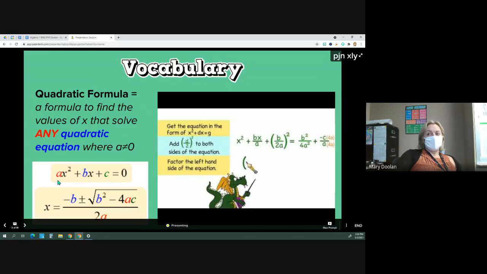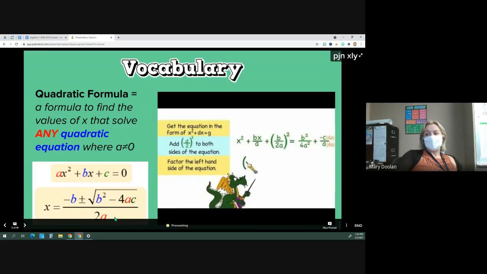If you can write it this way, then you can see A, B, and C are just numbers. You'll figure out what they are and you just plug them into this thing right here. This thing looks crazy, right? There's all kinds of stuff happening. X equals negative B plus or minus the square root of B squared minus 4AC, all divided by 2A. So the B shows up twice, the A shows up twice, the C shows up once.